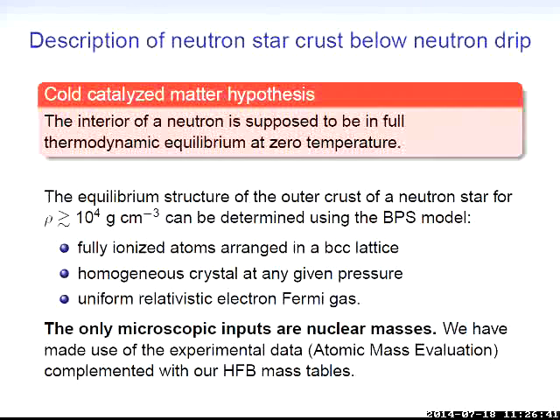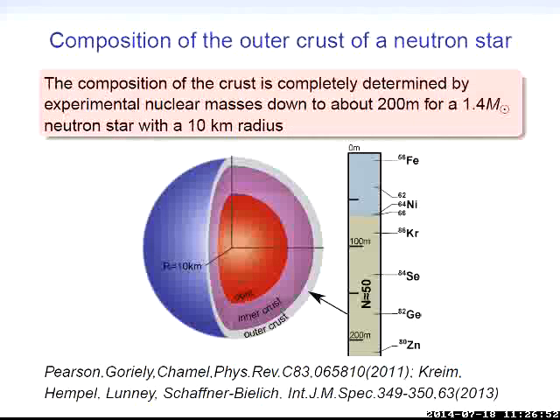We use experimental data when they are available, and when they are not, we use our theoretical estimates for the masses. What is interesting is that using just experimental measurements, we can completely determine the structure of the crust of a canonical neutron star down to about 200 meters.